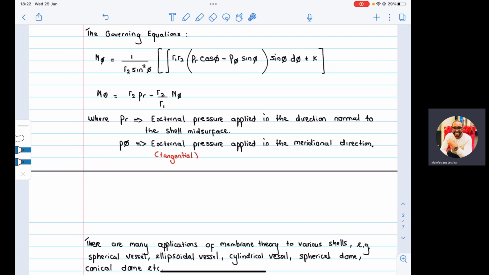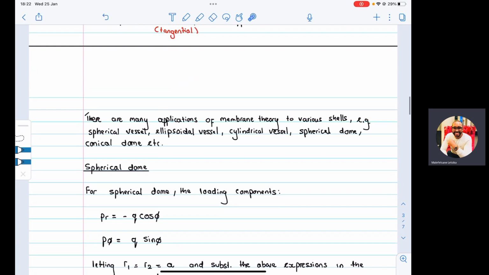Okay, so now, as I said, there are many applications of membrane theory to various shells, like spherical vessel, ellipsoidal vessel, cylindrical vessel, spherical dome, conical dome. They are all different types of shells. Sometimes you deal with, this is in South Africa.